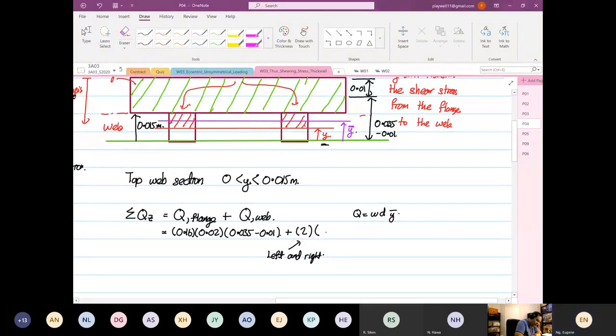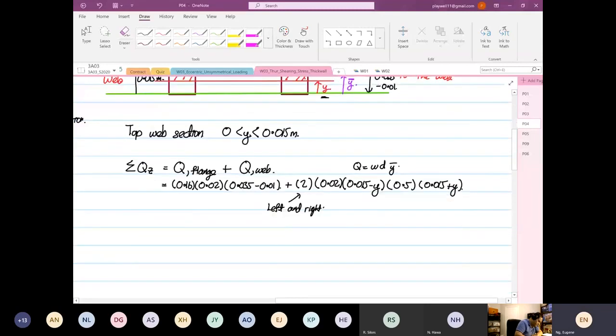0.02. And then the depth now is equal to 0.015 minus y. Okay. And then the centroid is equal to half 0.015 plus y. Okay.